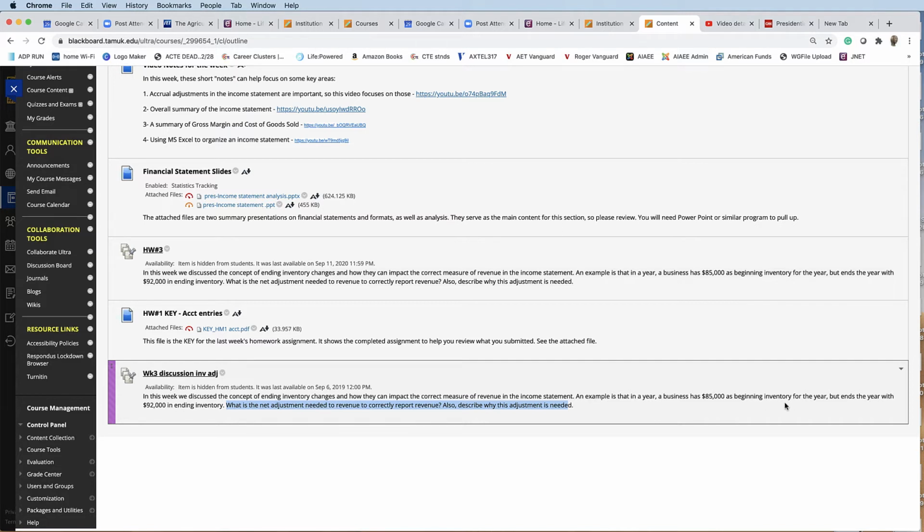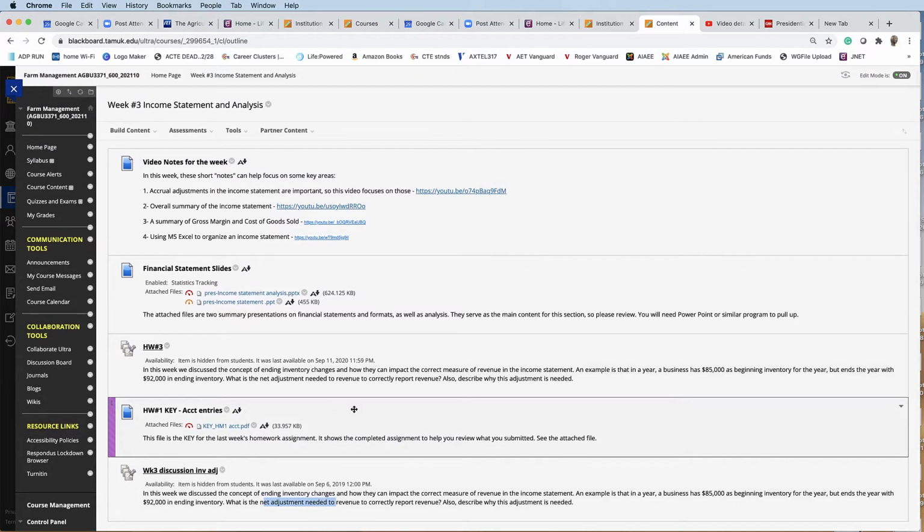The formula is you take ending inventory, which in this case is 92,000, minus beginning inventory, which is 85,000, and you get a positive 7. That means that you would add $7,000 to your sales as what's called an accrual adjustment, or net adjustment when needed. Hopefully this helps, but that's what you're going to get out of week 3.